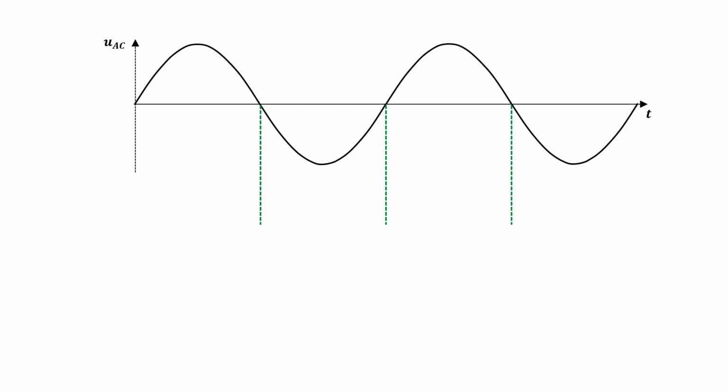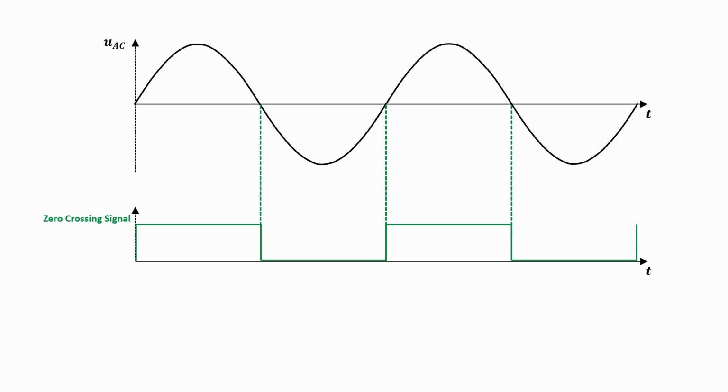First, let's convert the AC voltage into a square wave signal. Every rising and falling edge of this signal corresponds to a zero crossing of the AC voltage. Therefore, let's call it zero crossing signal.